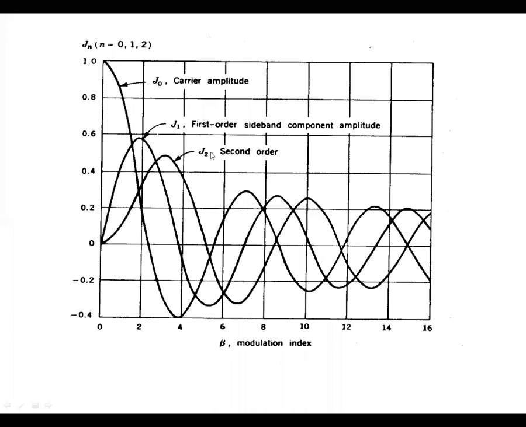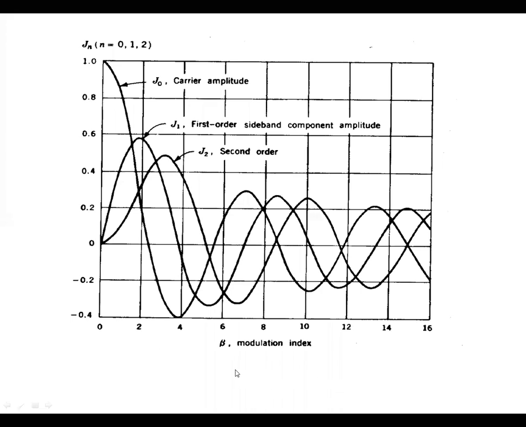J2 is the second order harmonic. Observe that in the first harmonic, J0 has the maximum amplitude, J1 has an amplitude of nearly 0.6, and J2 has 0.5 and 0.4. The magnitude decreases and the frequency goes on increasing.